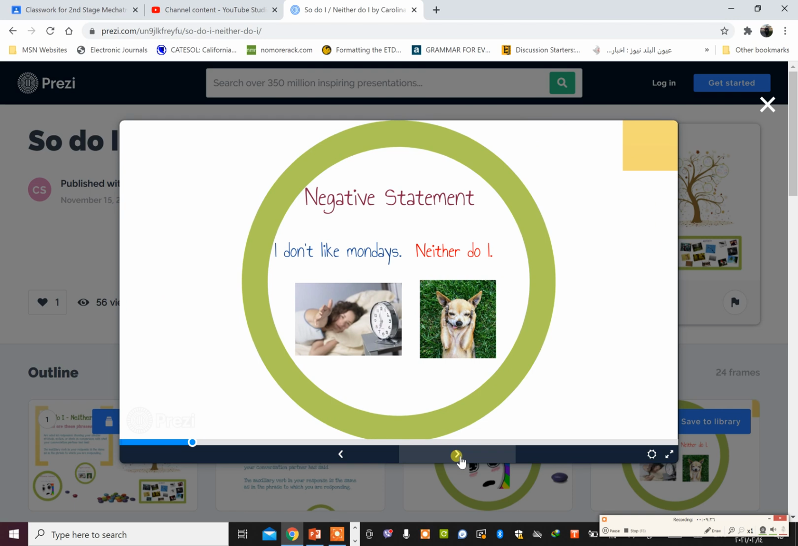Here, for example, a negative statement. I don't like Mondays. I just say neither do I here. So if I have a negative, when I try to say I have the similar attitude, okay, I use neither instead of so. So I say neither do I, because I already have the verb here.